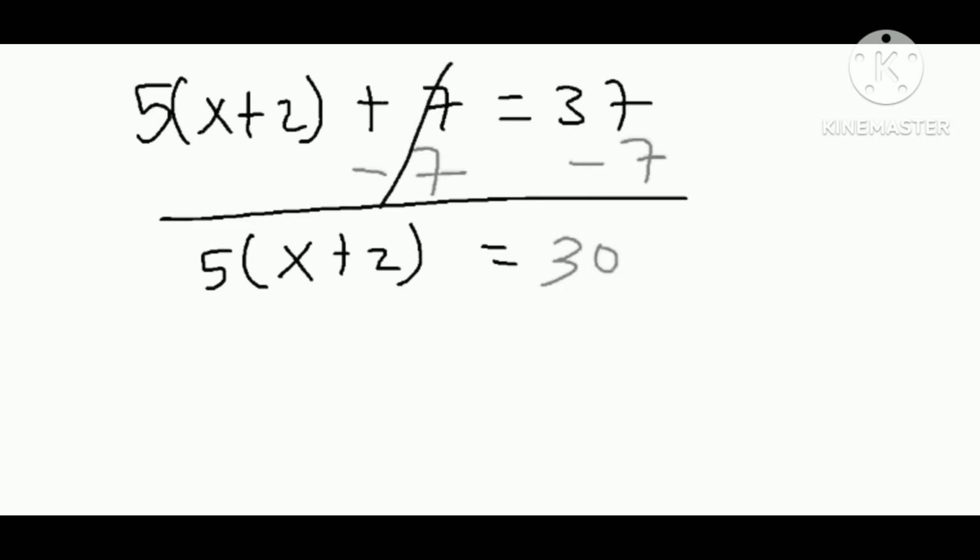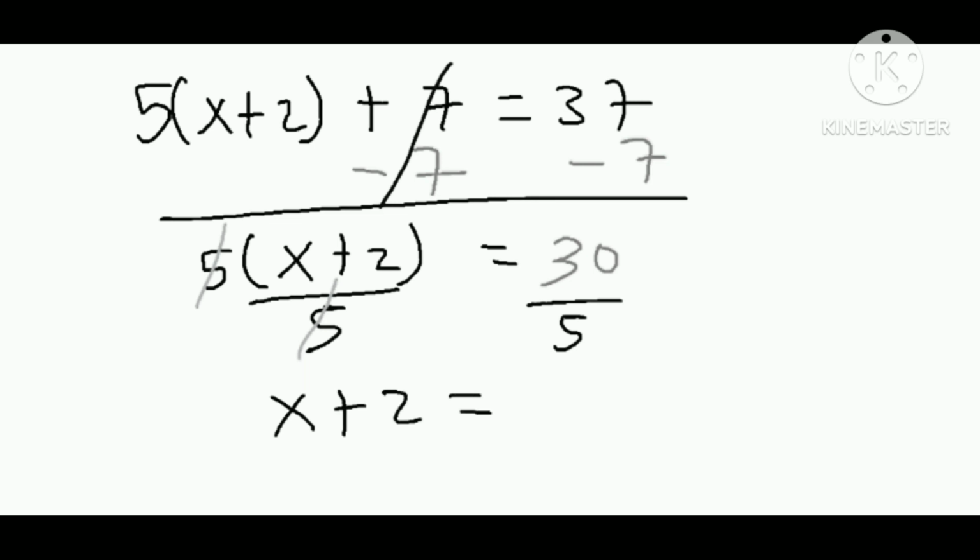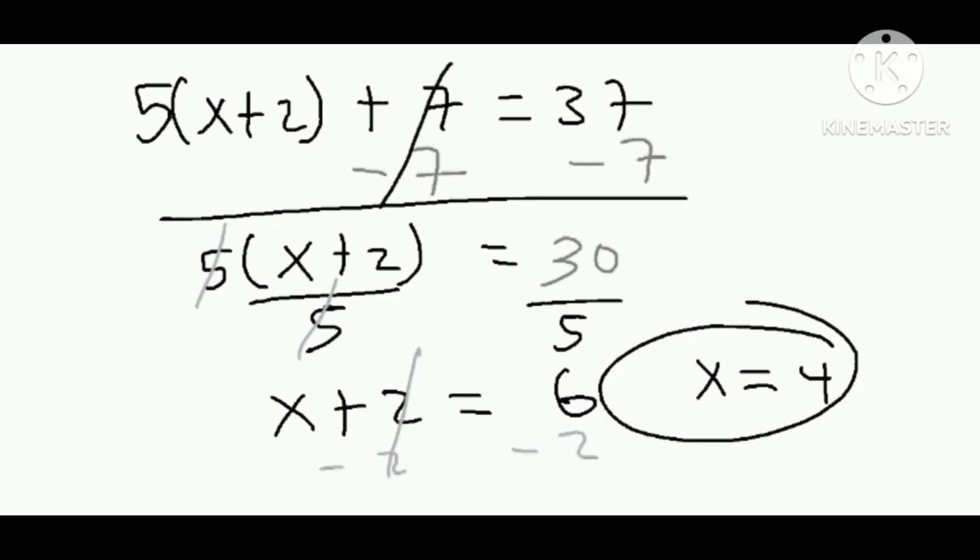Notice that the 5 is multiplied to the x plus 2. If we divide both sides by 5, we don't need the parentheses anymore because there's no number in front of it. So all we have now is x plus 2 on the left side, and 30 divided by 5 is 6. To separate the x from the 2, they're separated by addition, so let's subtract both sides by 2. Therefore x is equal to 6 minus 2, which is 4. And so that's the answer for this particular problem.